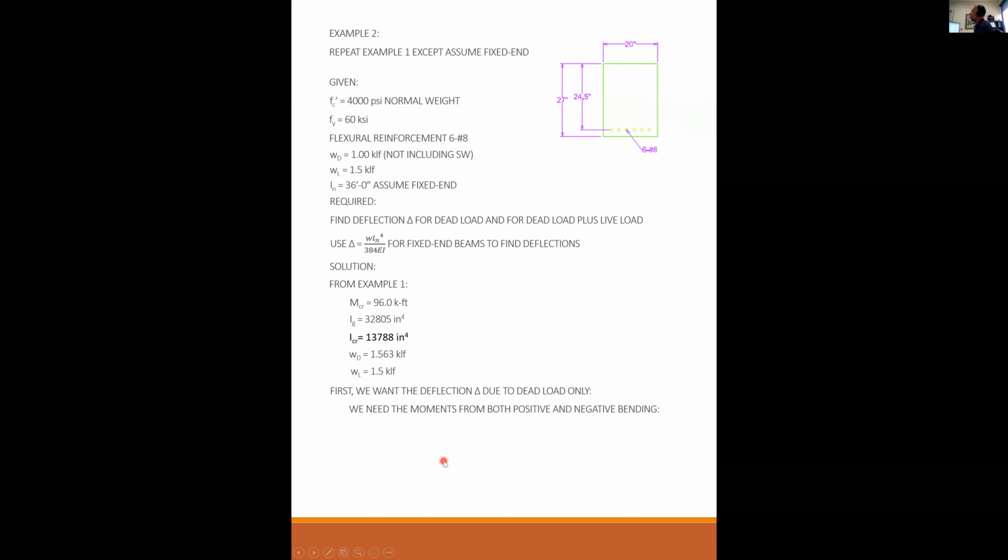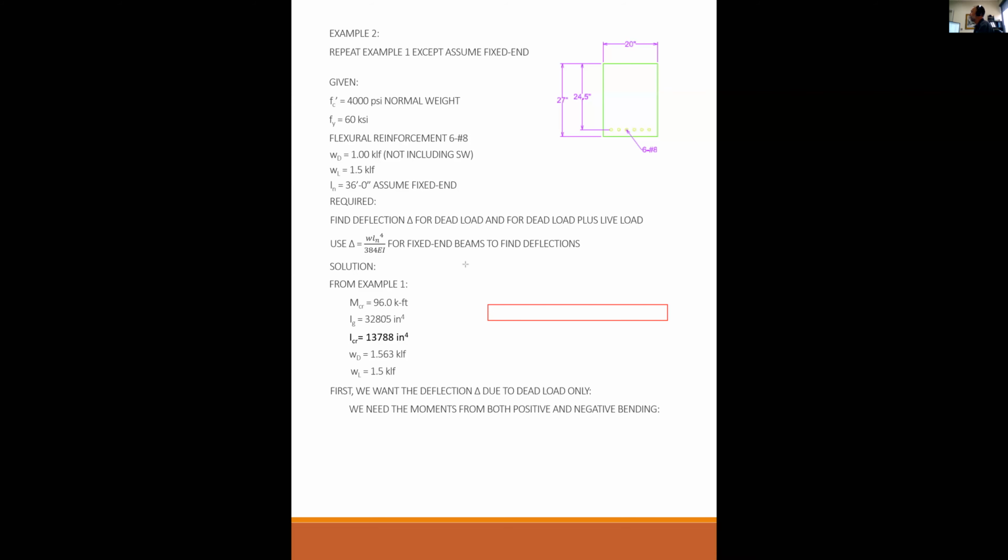We need the moments from both the positive and the negative bending. Let me just make sure everybody's on the same page here. If this is my beam, then when I say fixed end, that means that this beam is not simply supported on pins and rollers, but rather is rigidly attached to a column or wall or something like that.